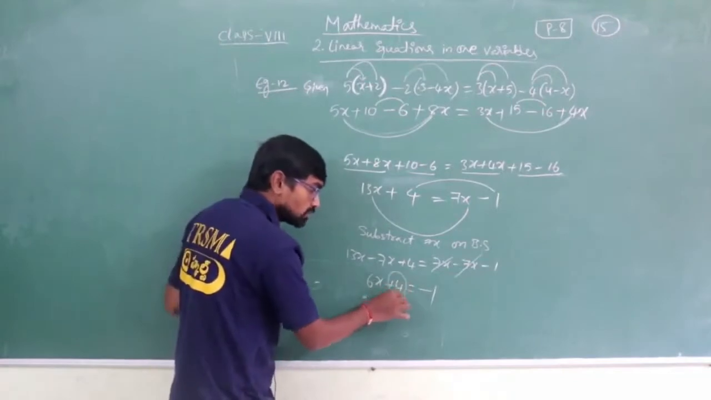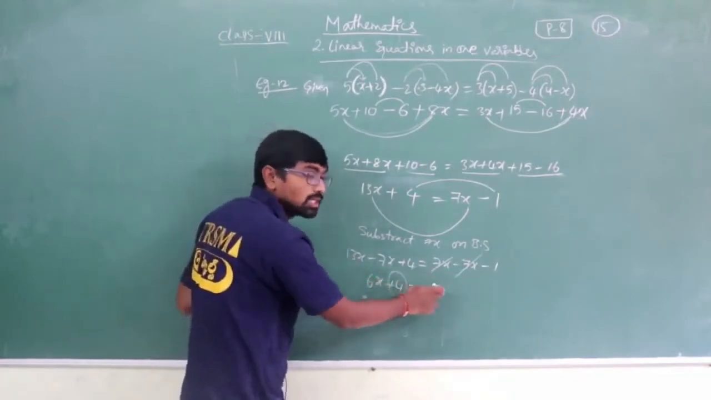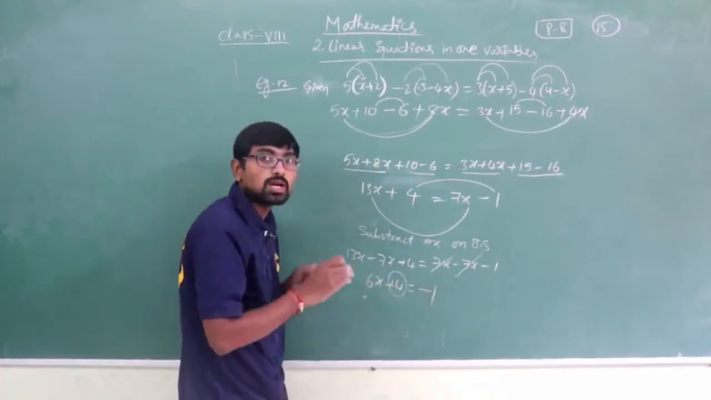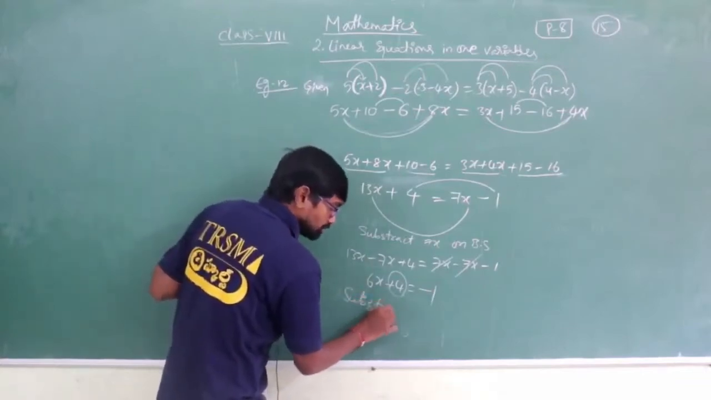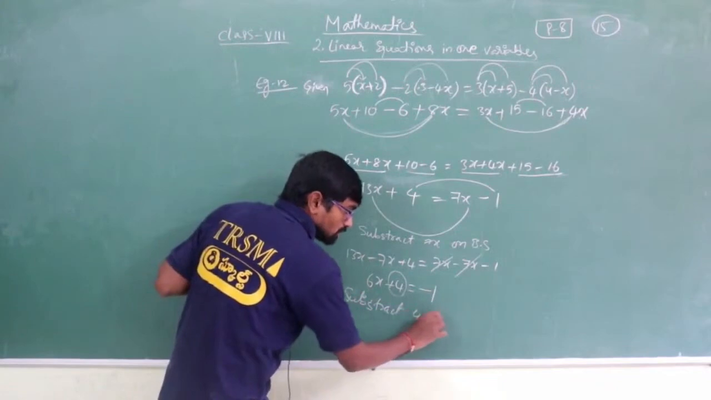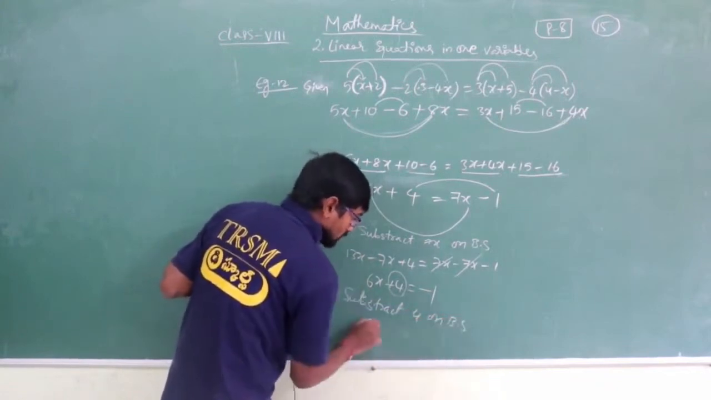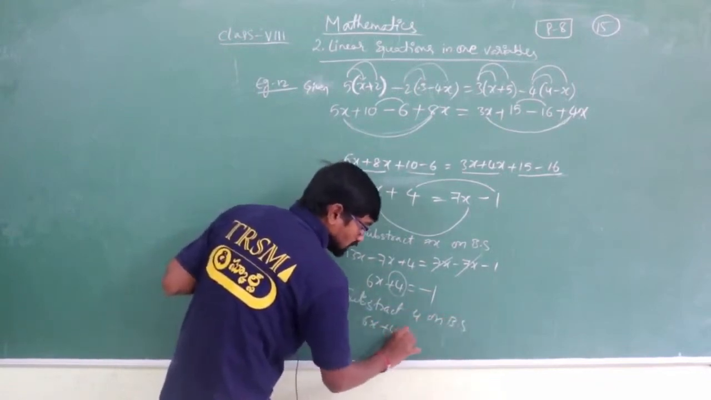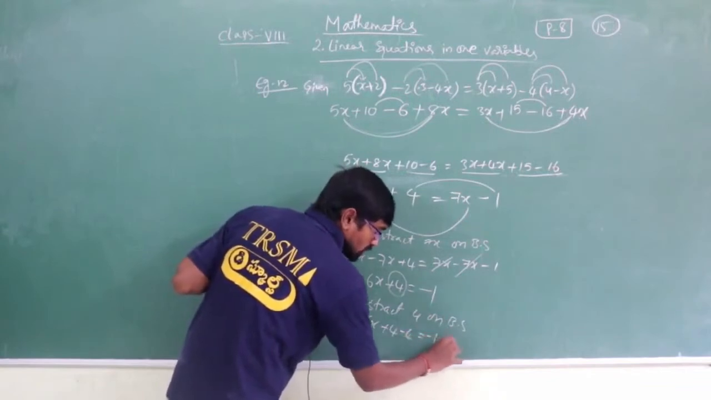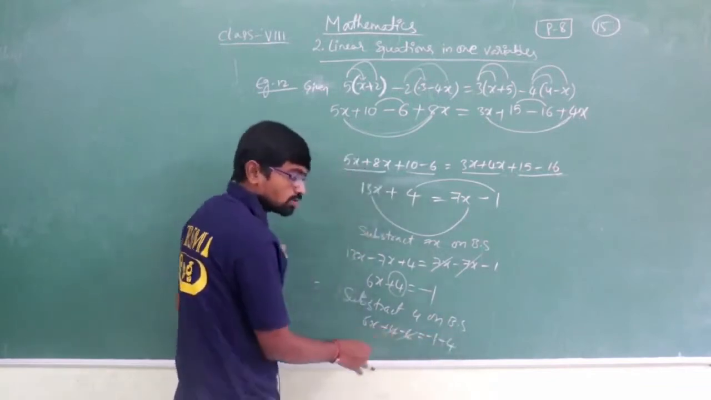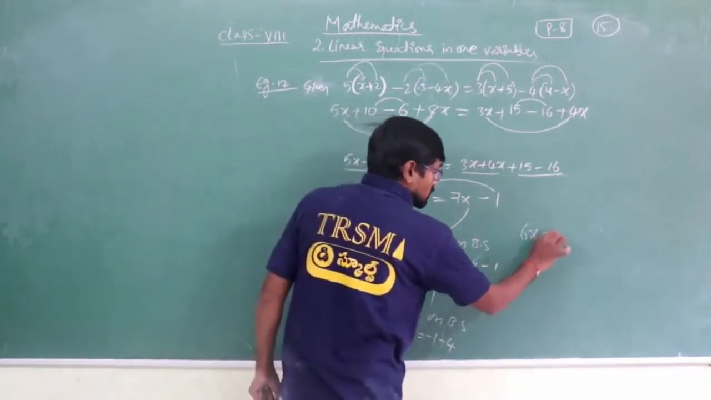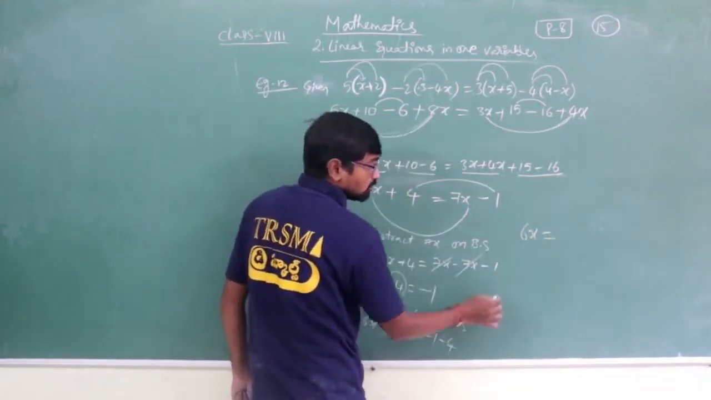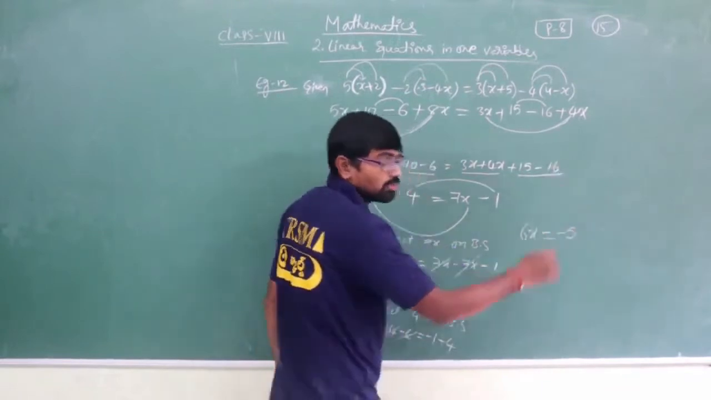Now again here plus 4 is not a like term, I need to send it here. So here I have plus 4, I need to subtract. Again subtract 4 on both sides. So 6x plus 4 minus 4 equals to minus 1 minus 4. You can see plus 4 minus 4 will become 0. So what I will get? 6x is equals to minus 1 minus 4, which is minus 5.